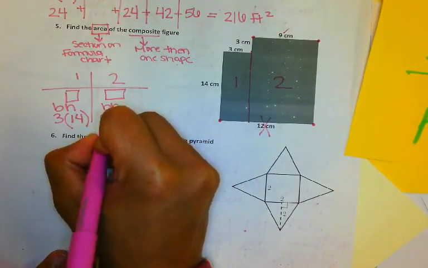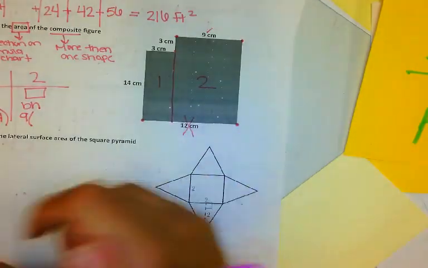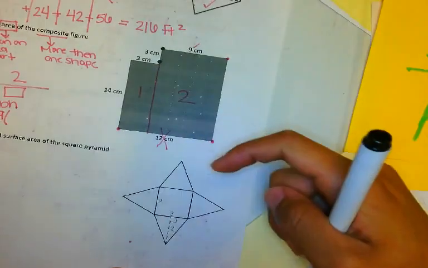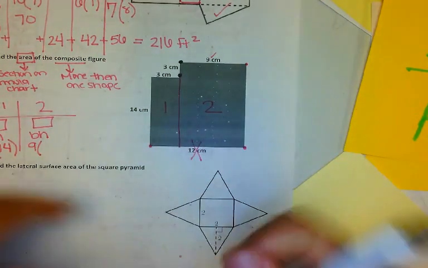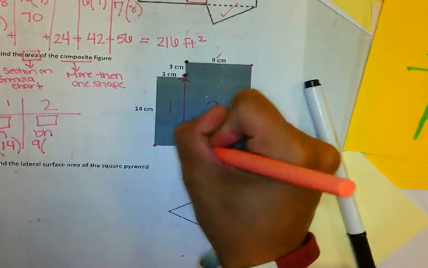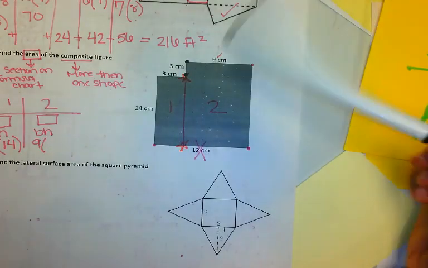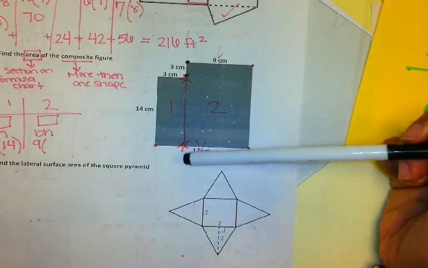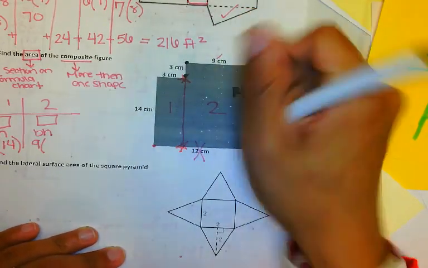We got 9 times. We need to figure out how long this is. So for this one, we have this 3, but 3 goes from here to here. No, that's not how long my shape is, okay? We also have this 14, and that 14 goes from here to here. Nope, that's not my shape. But if you look carefully, from the black dot to the star, that is my shape. So that means that I'm going to do some addition. So we're going to take that 14, and we're going to add that 3.